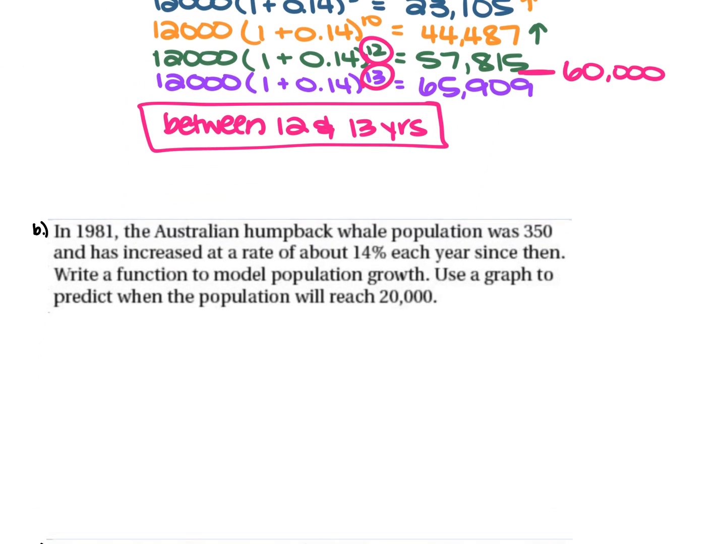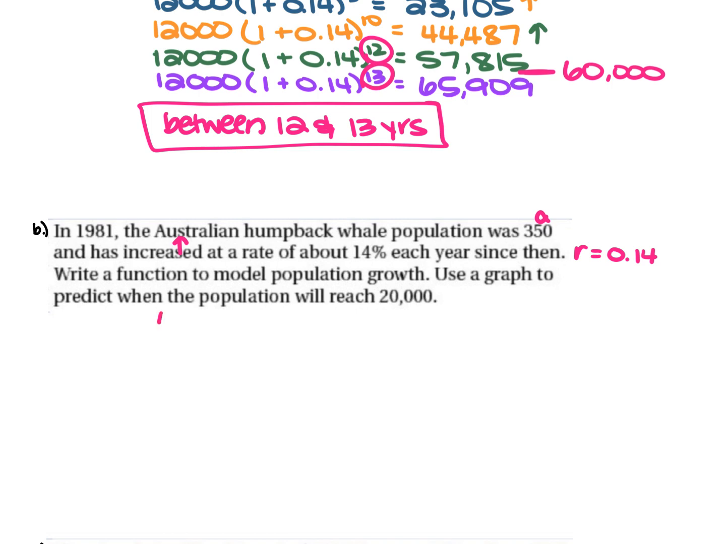For your next example, it tells you that in 1981, an Australian humpback whale population was at 350 and has increased at a rate of about 14% each year since then. Your A is 350. Your rate, again, is 0.14, and it's increasing, so we're going to be adding. You want to know between what 2 years the population is predicted to reach 20,000. So this one has a huge jump between 350 to 20,000.